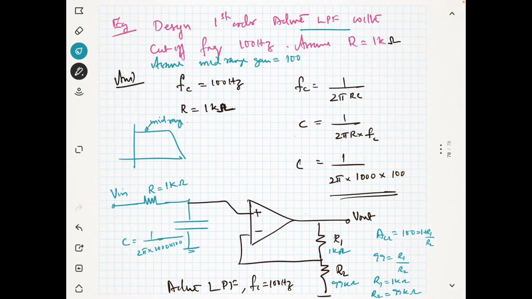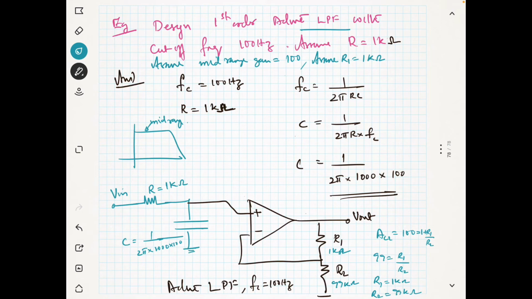And you can assume in any way. Suppose if somebody is assuming 10 kilo ohm for R1, then he can get another answer, no issue. Otherwise, I will give in the question. So, here I will give, assume R1 equal to 1 kilo ohm. That's why I am assuming here. So, this is the problem.